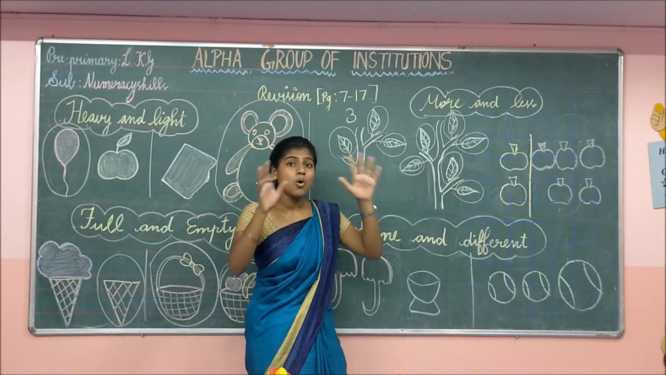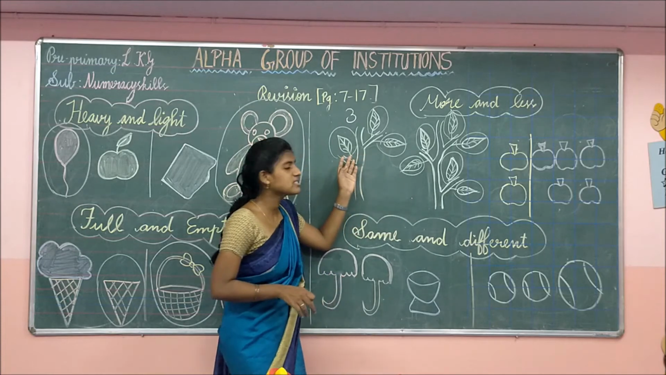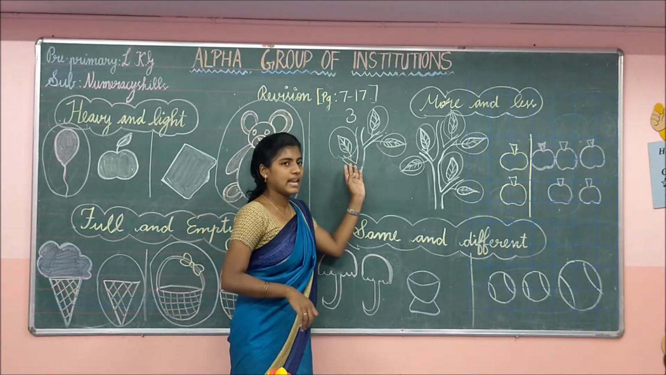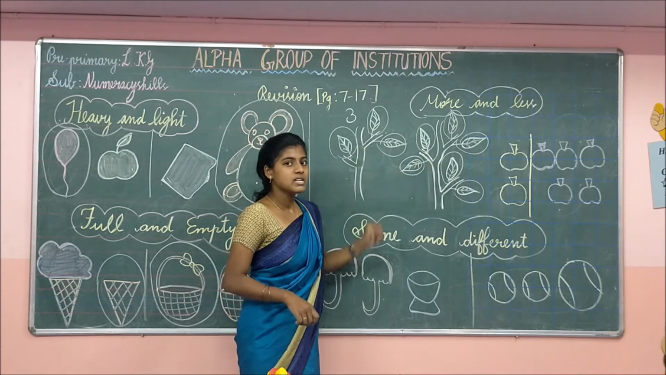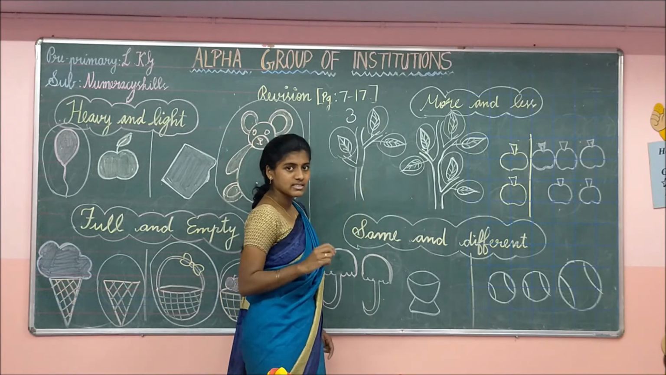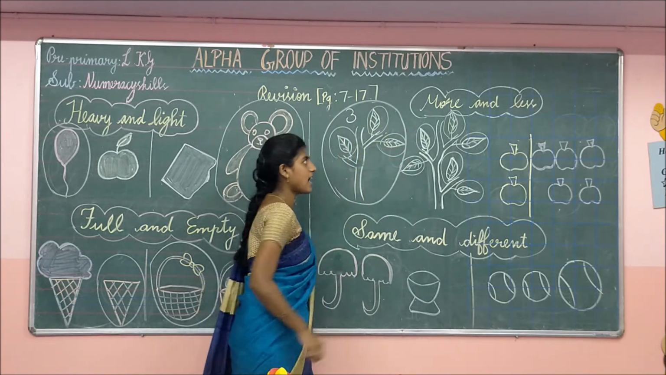This is more. This tree has more leaves. This tree has only 3 leaves, which is less. This is less. This is more. Shall we circle the less one? Now, which is less? This one. We are going to circle the less one.